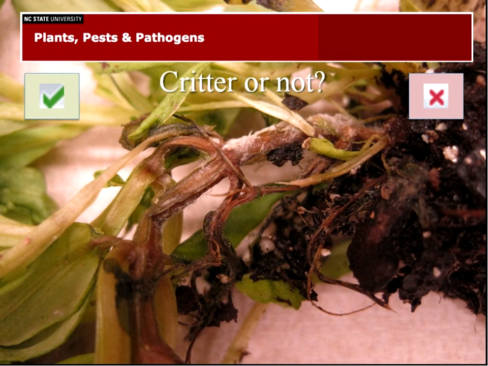This is actually another greenhouse situation from here on campus, where the material you can see in the upper portion, sort of fuzzy, on the stem of the Nemesia. Critter or not? I guess we probably should speed this up a little bit. All right, we will do that.